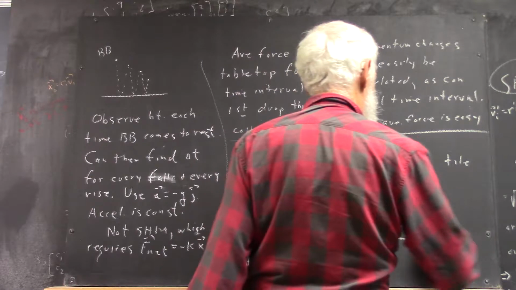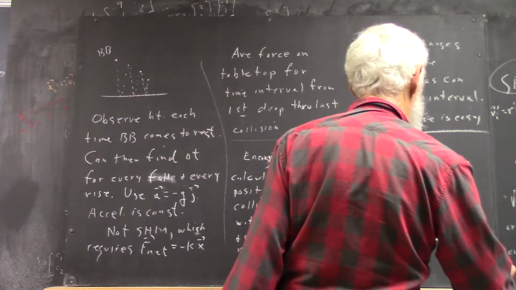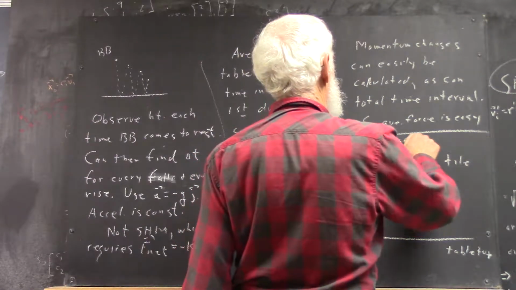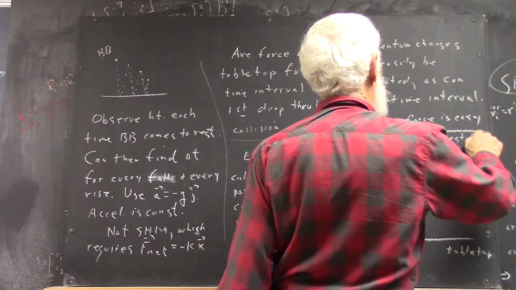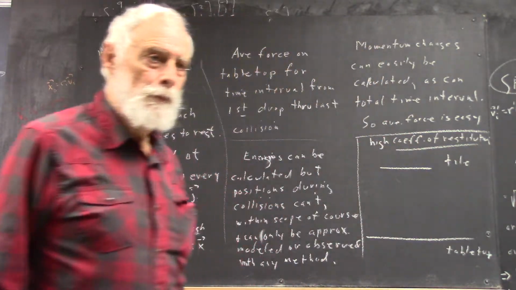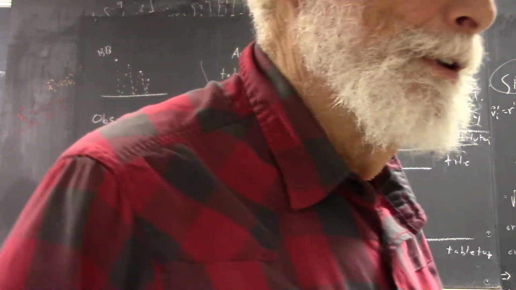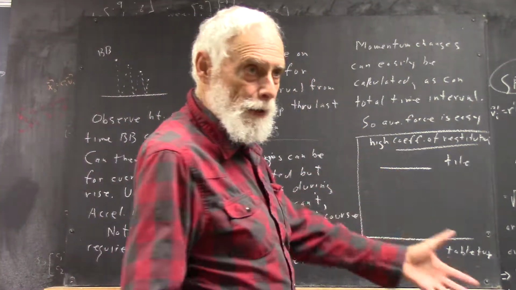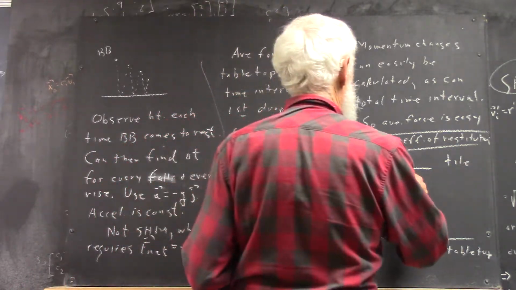Now let's have a tile and a tabletop in a high coefficient of restitution. Okay? You can look up coefficient of restitution, you should. Very simple definition. That you'll understand just fine in terms of watching this BB, okay? So we got a BB here.